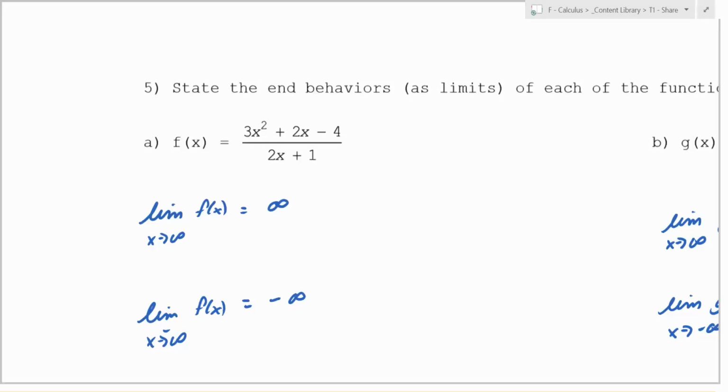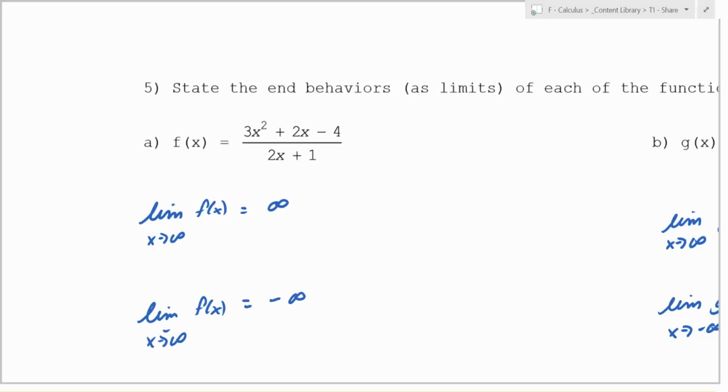You can tell that because the degree of the top is greater than the degree of the bottom. What's the degree of the top? 2. What's the degree of the bottom? 1. If the degree of the top is greater than the degree of the bottom, it's always going to be positive or negative infinity for the end behavior. Does that make sense, everybody?